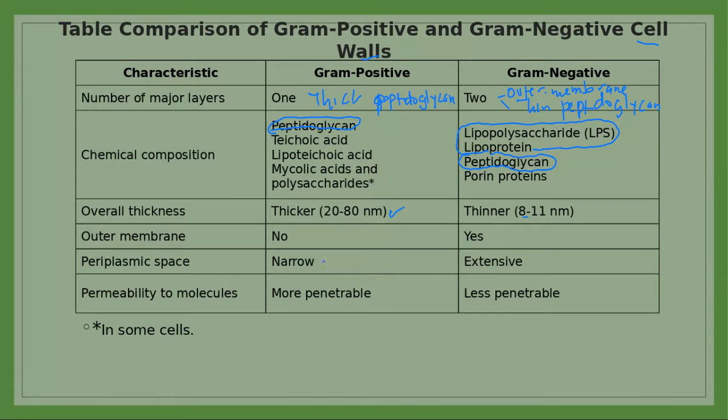Periplasmic space is very narrow in one and very wide or extensive in the other. Permeability to molecules is more penetrable in one, and this one is less penetrable. This also gives us the idea that gram-negative bacteria will be more difficult to destroy by antibiotics, because they are less penetrable. This one is more penetrable, meaning it's going to be easier to destroy with antibiotics.